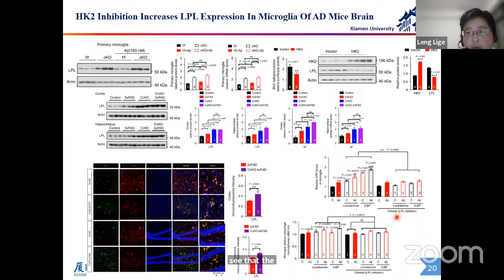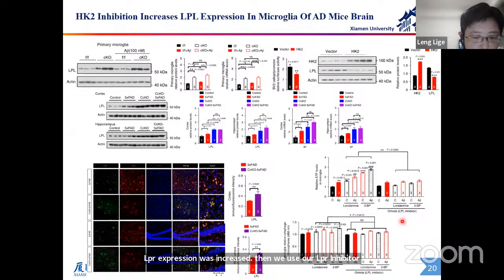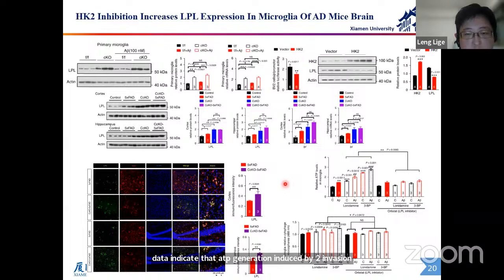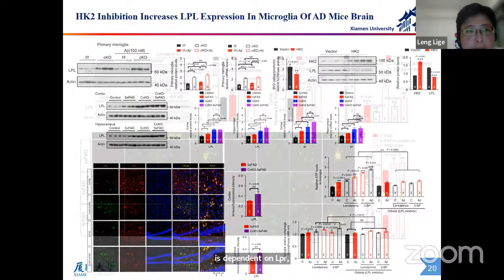Then we used an LPL inhibitor to treat. You can see that this LPL inhibitor abolished the promotion of ATP production and phagocytosis induced by HK2 inhibition in primary microglia. All this data indicates that ATP generation induced by HK2 inhibition is dependent on LPL in microglia.